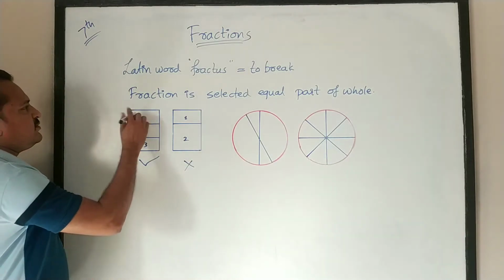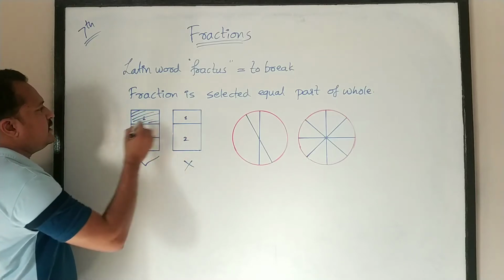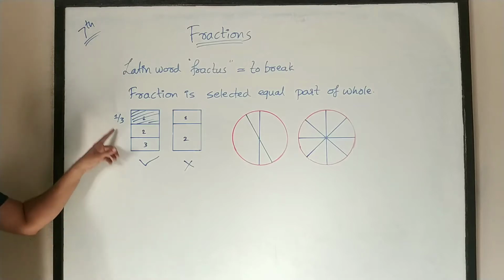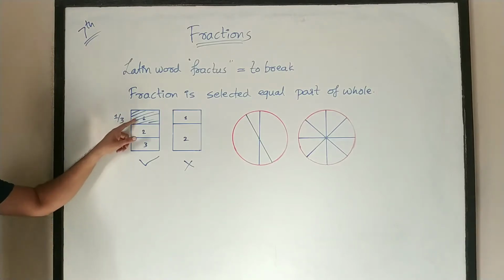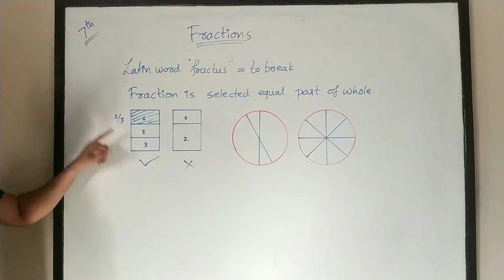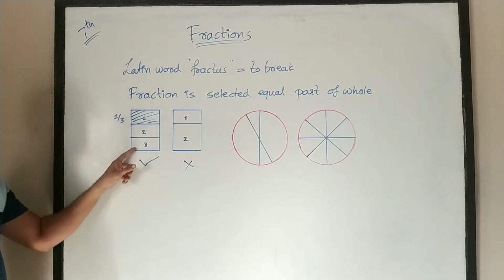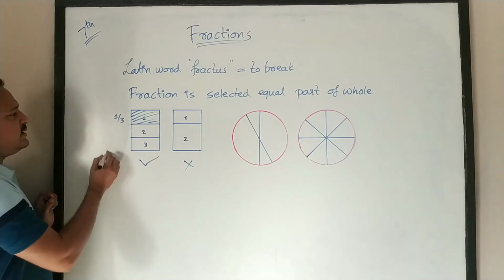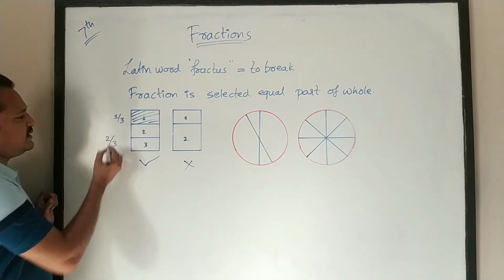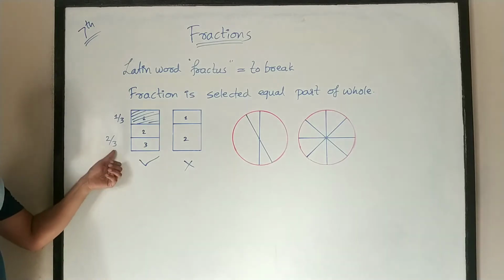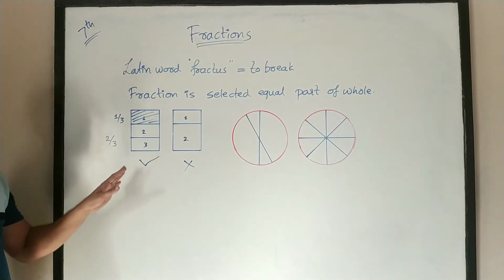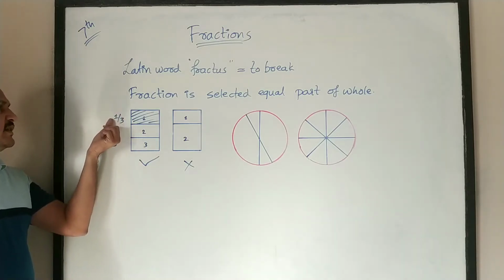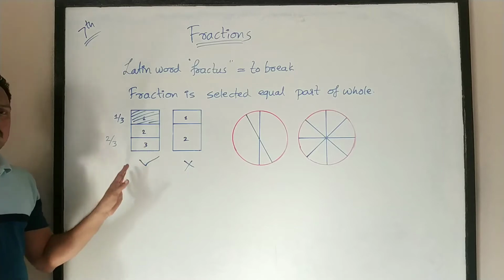Next, if I am going to select only one part here, then it will be known as 1 by 3. Why am I writing this 1 by 3? Because we have made 3 parts and I have selected only one part. Then how many are left behind? 2 parts we have left behind. That means the shaded part is 1 by 3, then the unshaded part is 2 by 3. Notice this 2 by 3: 2 parts we have not shaded out of 3. Totally 3 parts are there, and 1 part we have shaded and 2 parts we have not shaded.